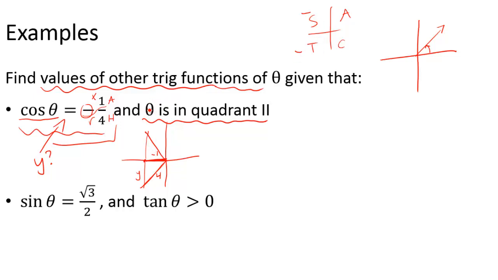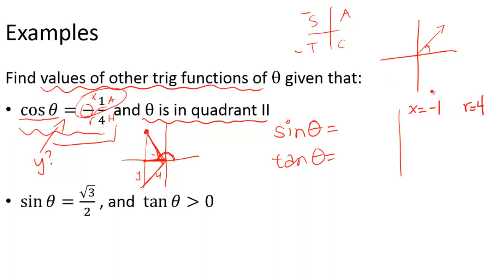Okay, and we also know theta is in quadrant 2, so that means it's actually here. So what theta is implying is this angle with a reference angle right there. And so we need y in order to find the other ratios. So the other ratios that we need to find are sine theta and tan theta. But in order to do that, we need to know what y is. So we know our x is -1. We know our r is 4, but we don't know our y.